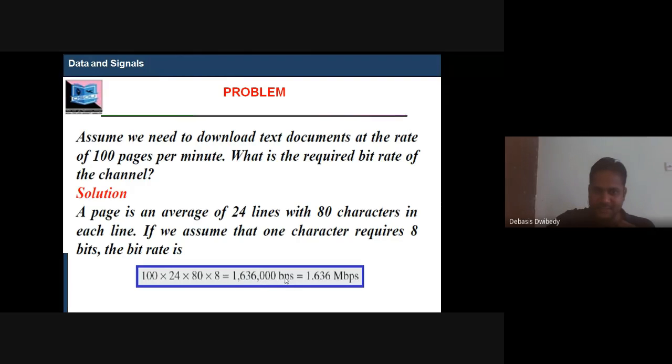So 16,36,000 bits per second, this many bits per second I have to transmit, so that I can transmit 100 pages per minute. So to transmit 100 pages per minute, I have to transmit this many bits in one second. Okay, if we convert this into megabits, this is 1.636 Mbps. Megabits is nothing but, as we read in that table, mega means 10^6. Okay, so how much is a megabit in bits? One megabit equals 10^6 bits, this is called a megabit.